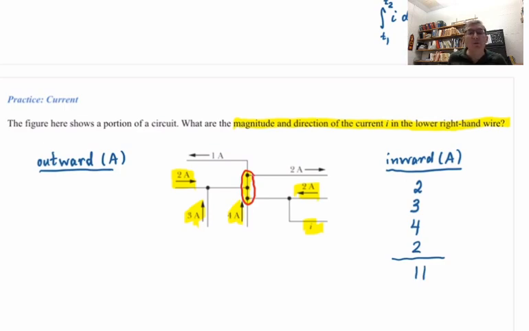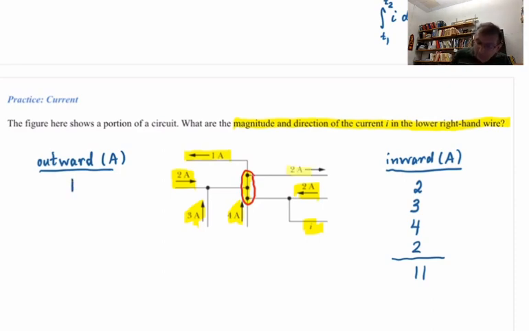So I would like you now to figure out the direction and the size of that current down there. Pause the video, think about it, come back when you have an answer. Okay, you have an answer? What is the outward current? Well, there's that outward current, 1 ampere.